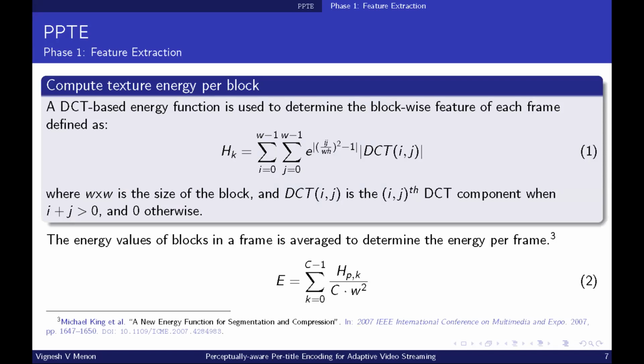In the online prediction of encoding parameters, selecting low complexity features is critical to ensure low latency video streaming without disruptions. In a video segment, two features, that is average texture energy and average gradient of texture energy, are calculated. A DCT energy-based energy function is used to determine the block-wise texture of each frame as shown in the equation here. The texture is averaged to determine the spatial energy feature denoted as E as shown in the equation here.